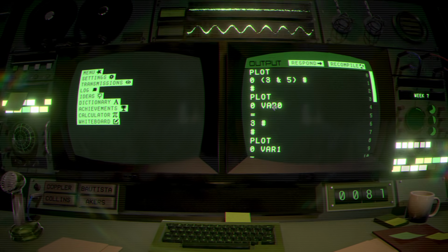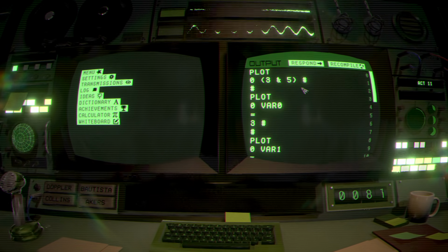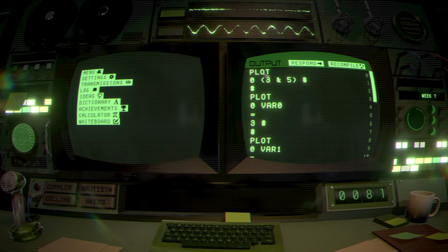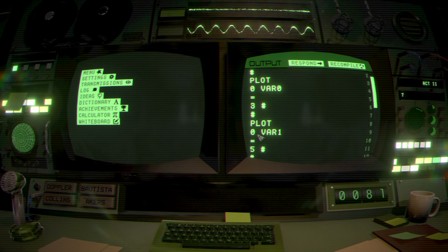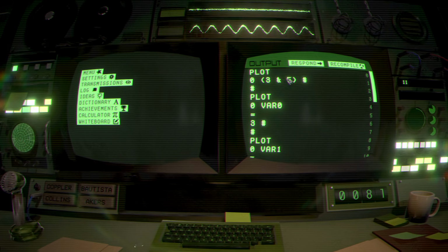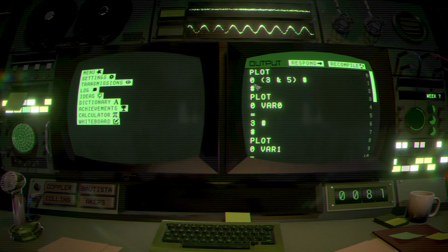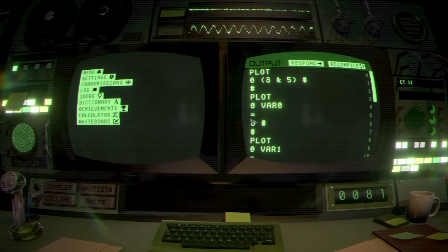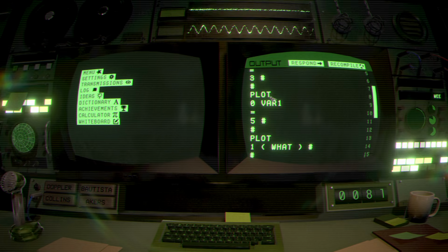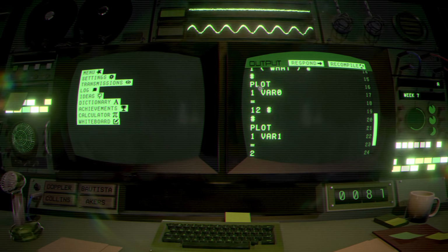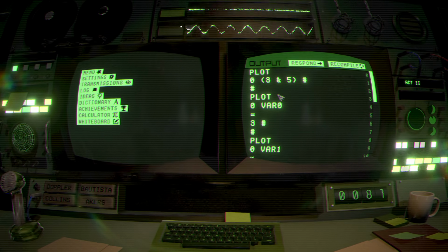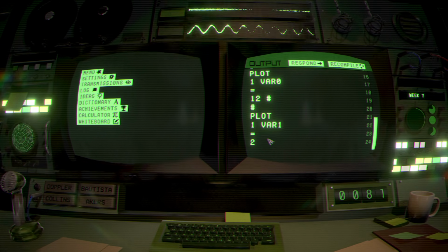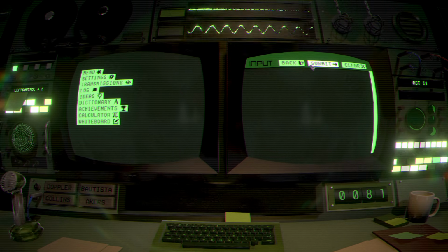Okay, let me think about this. So plot 0 is 3 and 5. So plot 0, variable 0, first one, is 3. Plot 0, variable 1, is 5. So they're saying on plot 0, in this case, x is 3 and y is 5, right? So they're saying what would be the coordinates if variable 0 is 12 and variable 1 is 2? So 12 and 2.